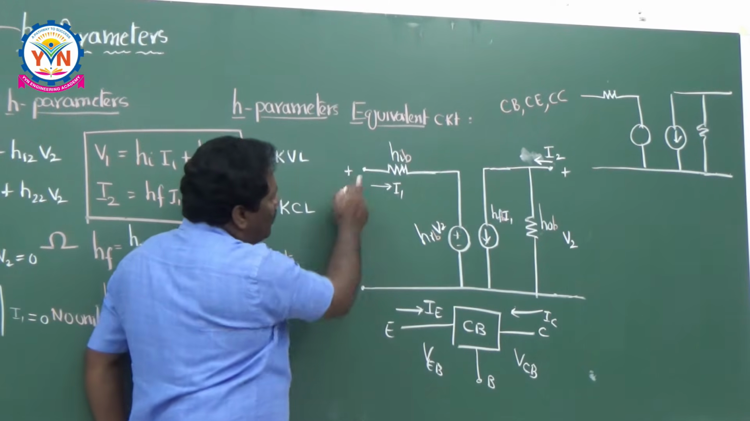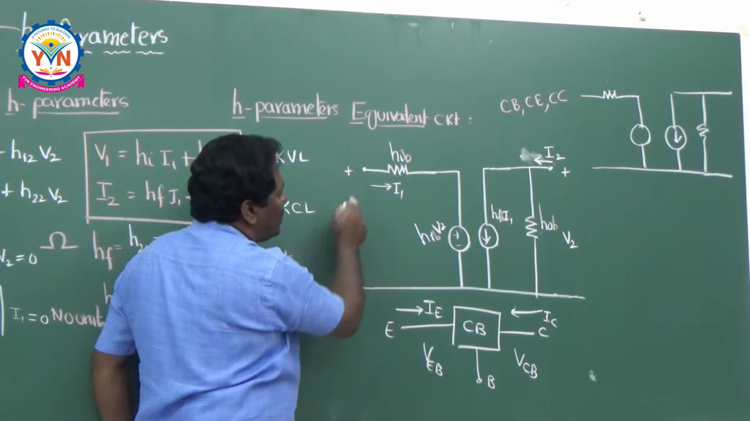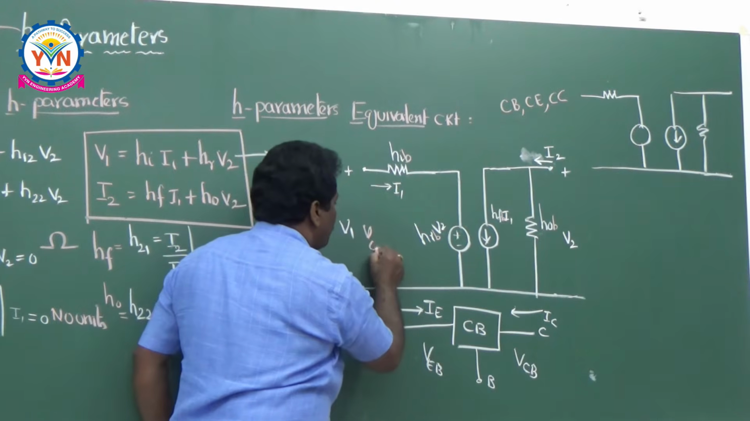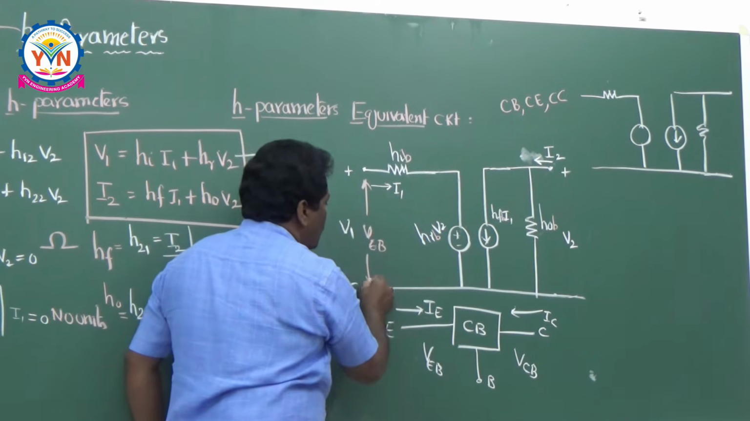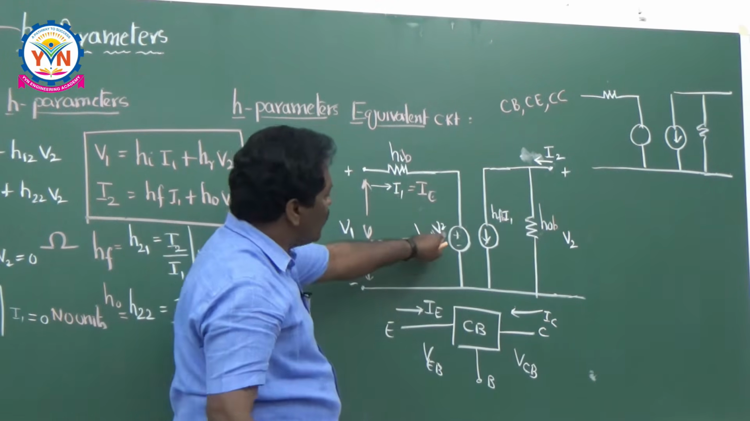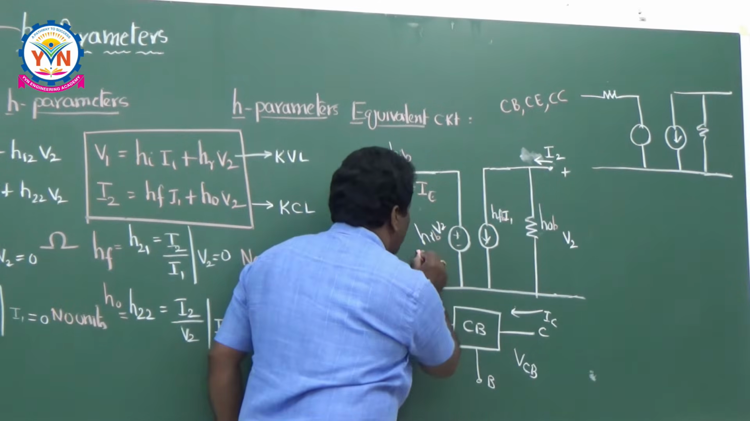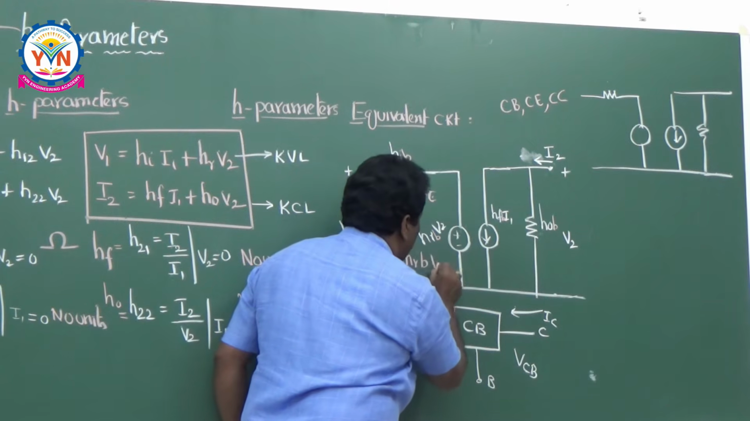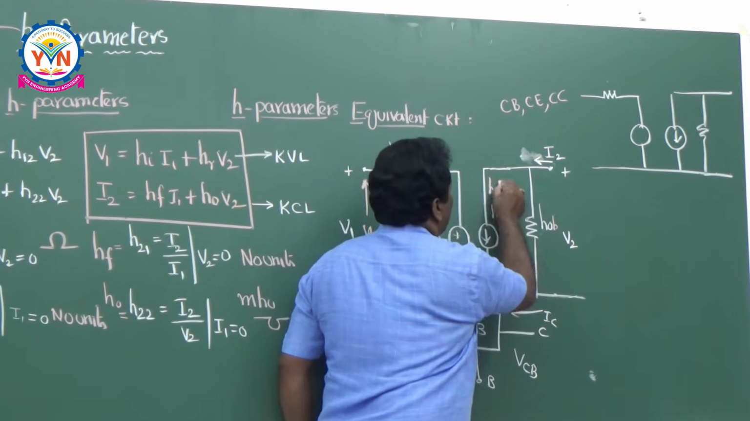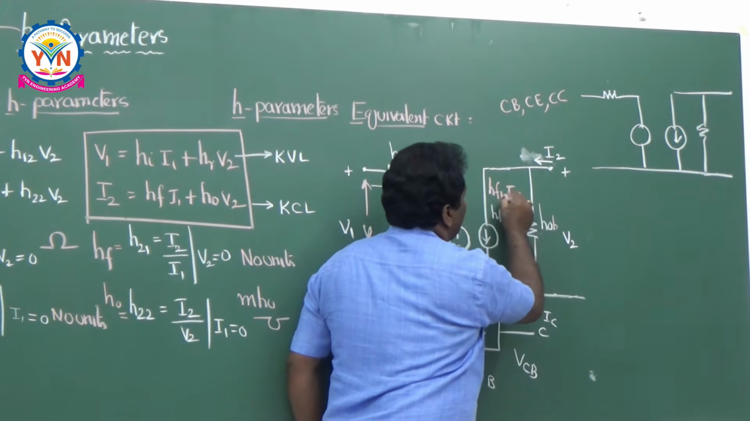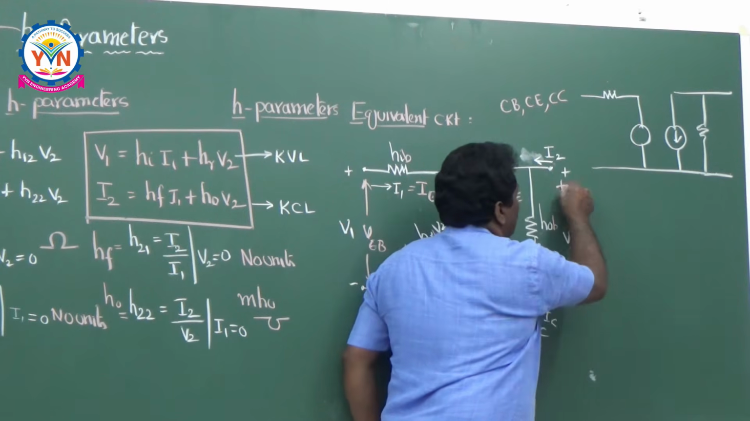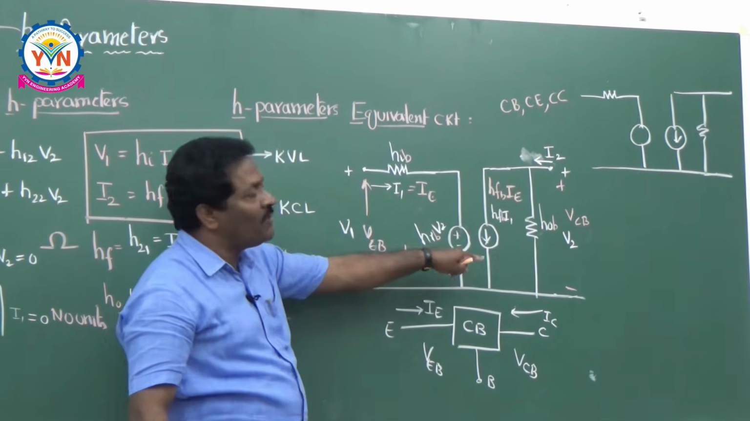So, what is V1 here? I am using the common base configuration. What is V1? Input voltage. What is the input voltage? This is VEB. And what is the input current here? I1 is equal to IE, emitter current. HRB, V2, what is V2? Output voltage. This is VCB. That means HRB times VCB. And HFB times I1. What is I1? IE. So HFB times IE. HOB times what is V2? V2 means it is VCB.